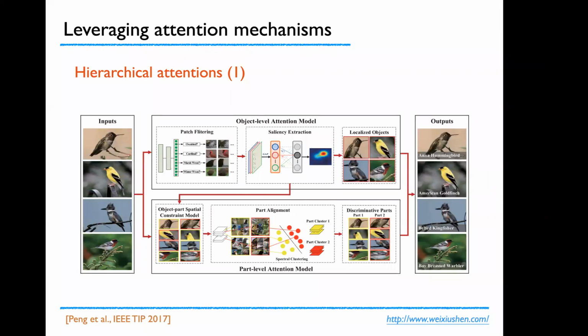After that, Peng et al. proposed multi-level attention models to obtain hierarchical attention information. The hierarchical information here means object and part level attentions. The first stream is the object level, and based on the object's attention, we can capture the part level attentions. So it is hierarchical information.